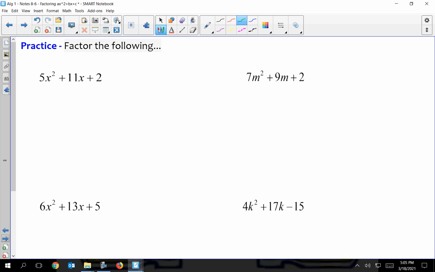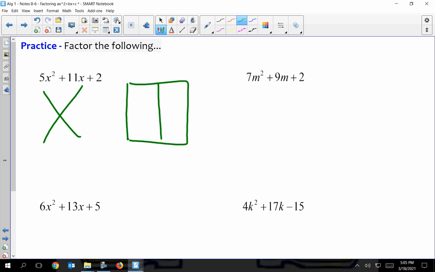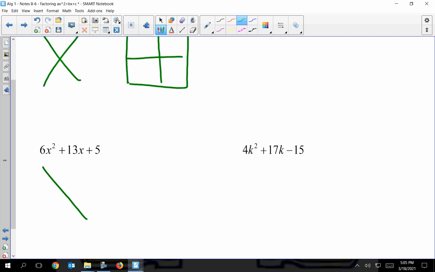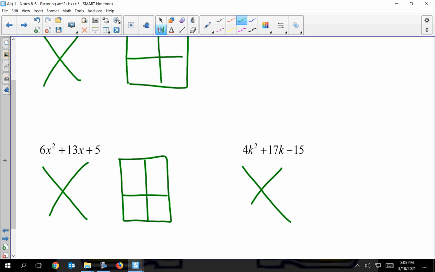Okay, so let's do a bunch of these. The only way we get good at it is doing a bunch of them. So we'll go ahead and draw X. We'll go ahead and draw a box. And we're going to do that for all of these except for this top one on the right. I'm going to show you a little different way of doing it. Okay. Just a different way.